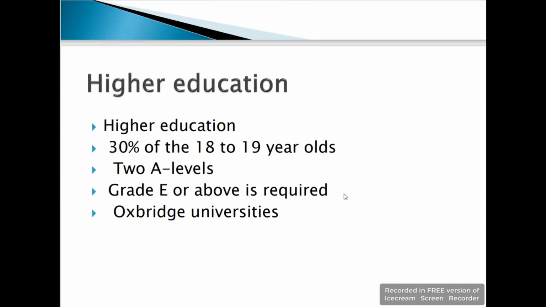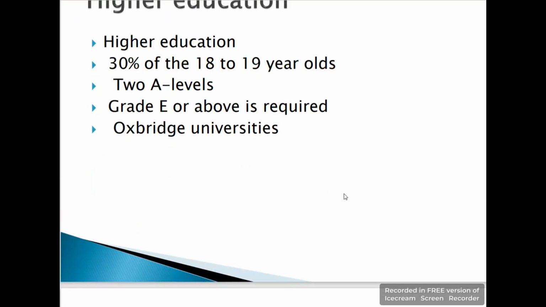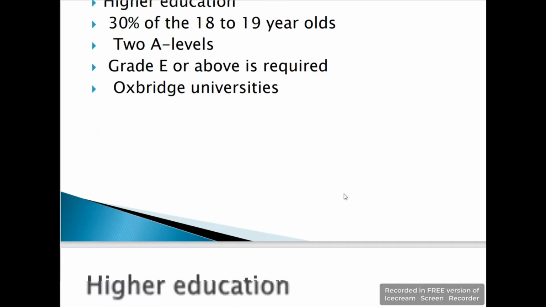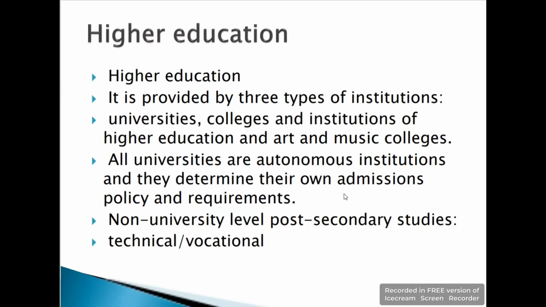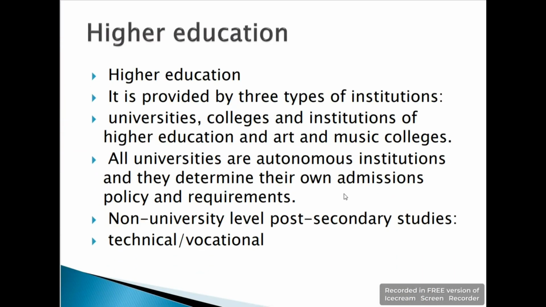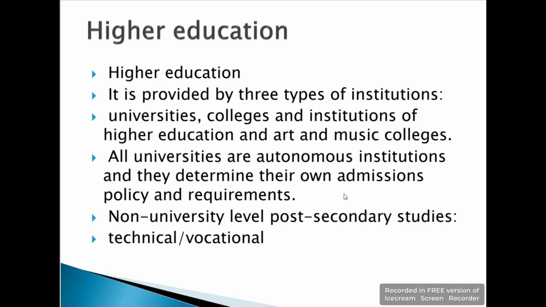Higher education deals with 30% of 18 to 19 year olds. 2 A levels, grade E or above, are required, and Oxbridge universities. Now higher education is for 3 types of institutions: universities, colleges and institutions for higher education, and art and music colleges. Our universities are autonomous institutions and they determine their own admission policy and requirements. Non-university level post-secondary studies are technical and vocational.